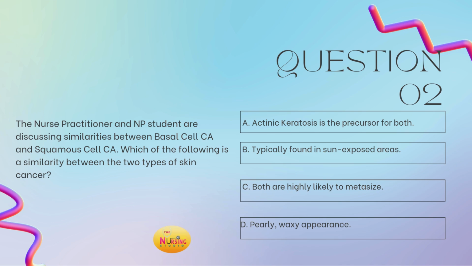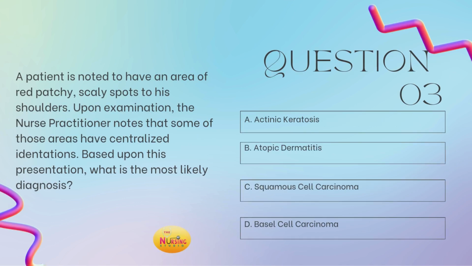So you'll see these scaly areas, pearly, waxy lesions or dome-like appearance in the sun-exposed areas. Like if they're a bald-headed male who doesn't wear a hat, you may see it on their head. You may see it on shoulders, with their arm out. You may see it on their back, their face, things of that nature. Okay. Both are highly likely to metastasize? No, squamous cell is more likely to metastasize over basal cell, and then the pearly waxy appearance is basal cell, okay?